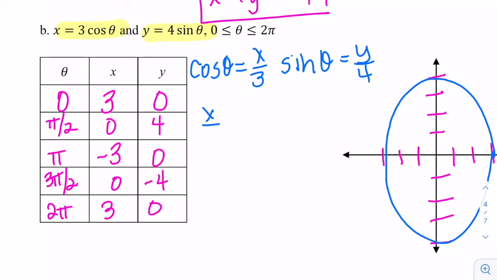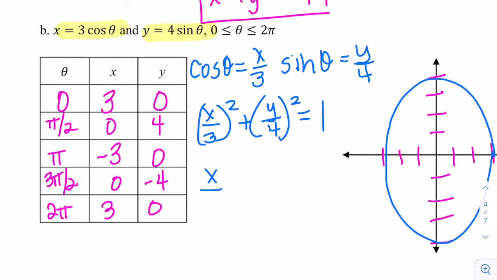And then use the Pythagorean identity. So (x over 3) squared plus (y over 4) squared equals 1. So the equation for our ellipse will be x squared over 9 plus y squared over 16 equals 1.